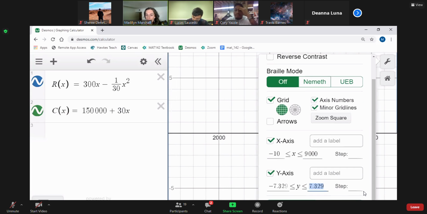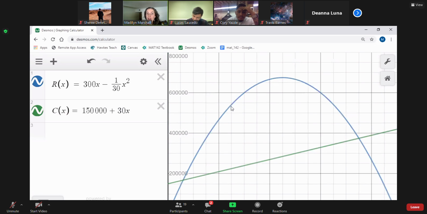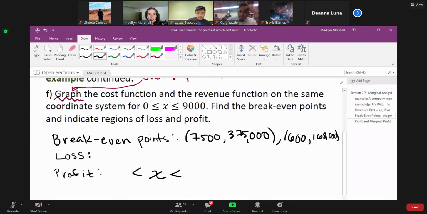So our profit is happening when revenue is higher than cost. So if we're bringing in more money than we're spending, we will have a profit. So starting at that 600 and going up to 7,500. So profit is starting at 600 and going up to 7,500.